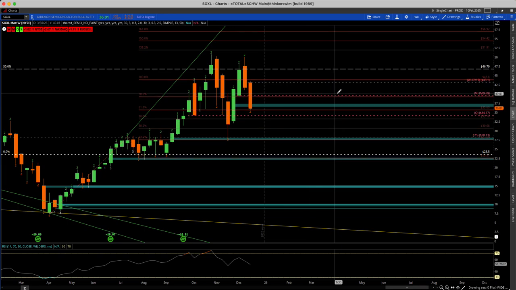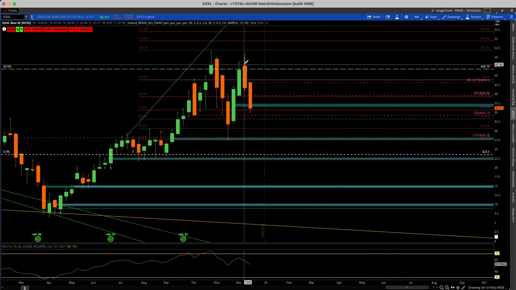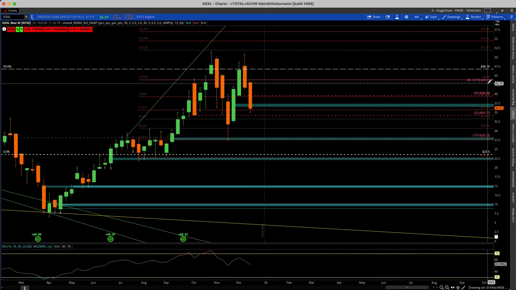We could just be going into a range here, right? Just because we've made this lower high, and we're in this pretty big red candle on the week, doesn't mean that we're going to go make a lower low and start a downtrend on the week. We could just go sideways.